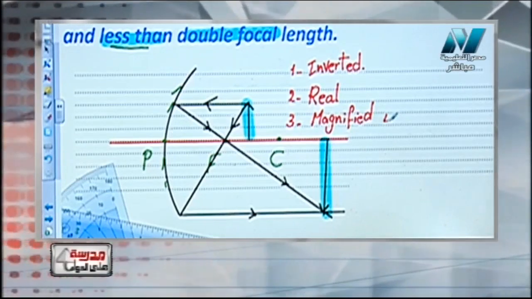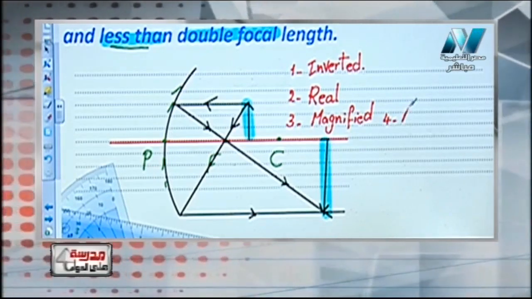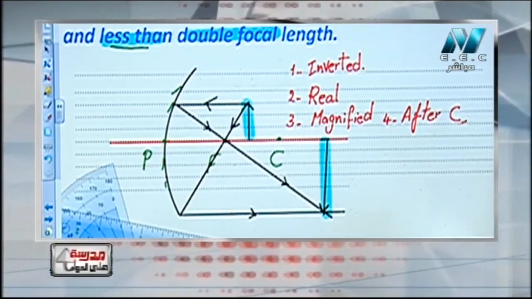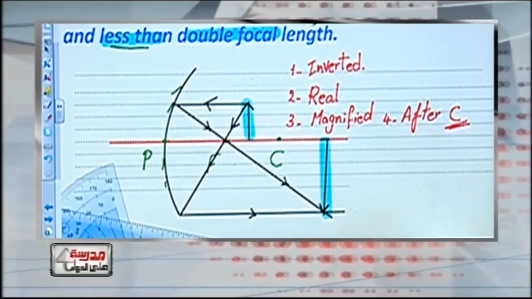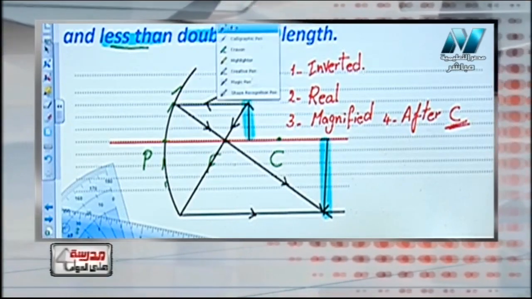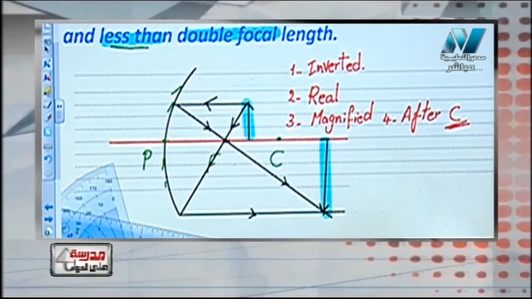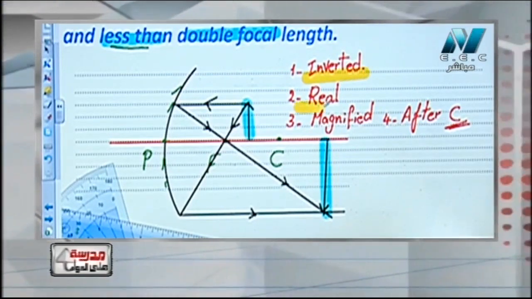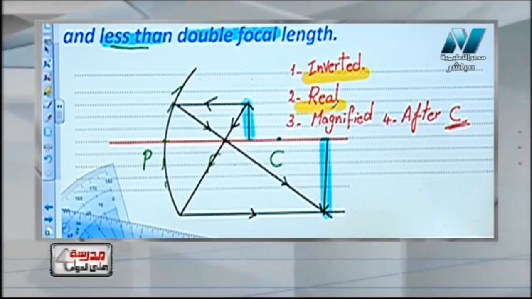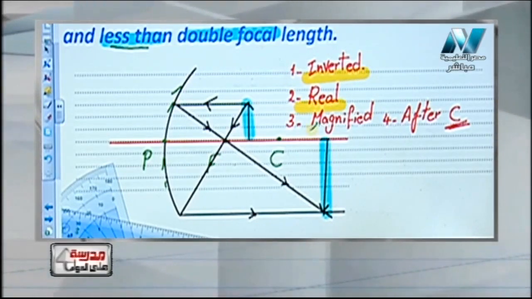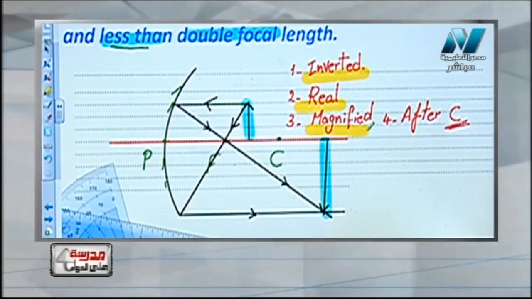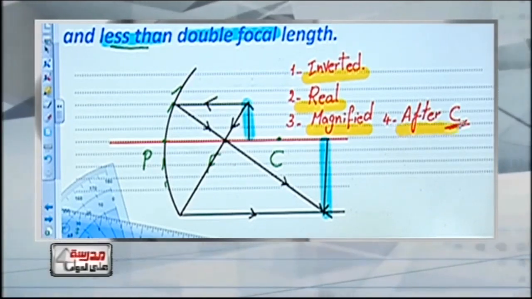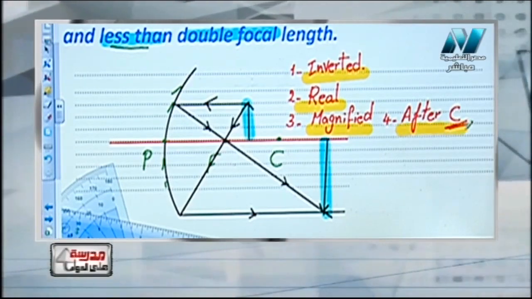Number 4, the image is after center of curvature. So for any image after center of curvature, we should talk about 4 properties. Number 1, inverted or erect. Number 2, real or virtual. Number 3, magnified, equal, or diminished. And number 4, its position according to the appearance of the image.